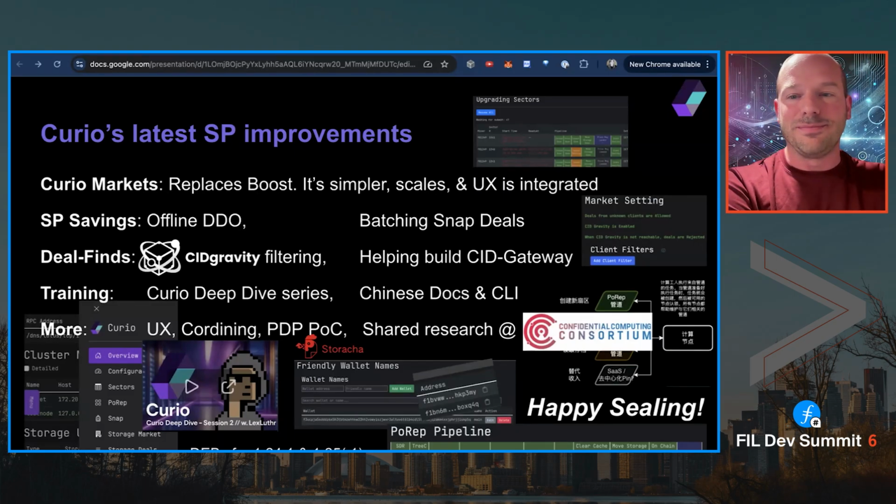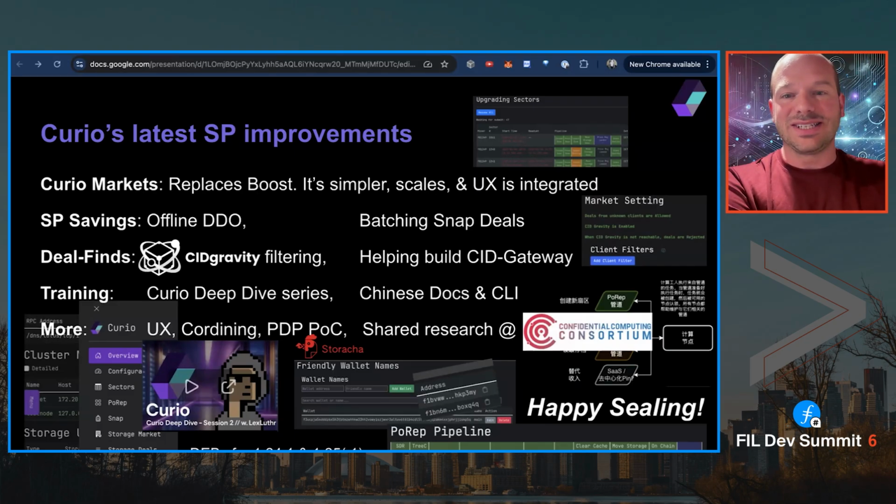And the interface in Markets is such that wherever you're looking at sealing and storage, you get a connection of how this affects the deals you have, because integration helps you make better choices, right? We have also been working on saving SPs money. Offline DDO and automatic batching of snap deals has gone some way to help them out there.